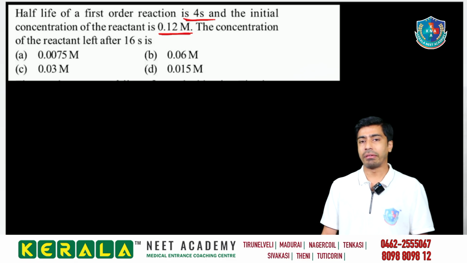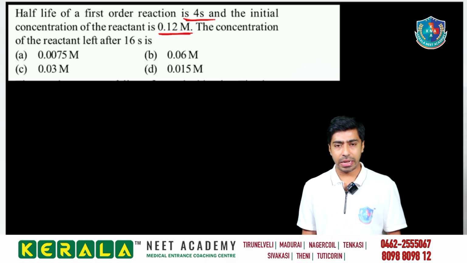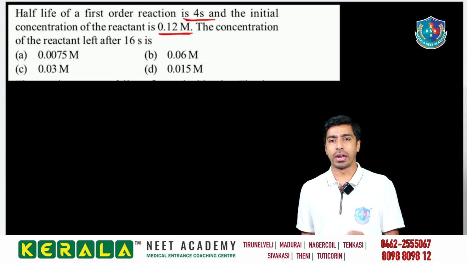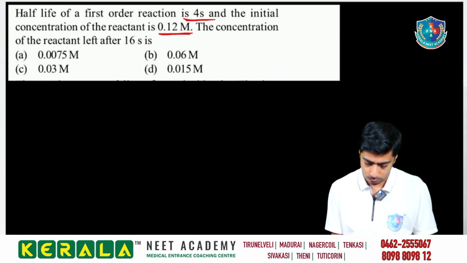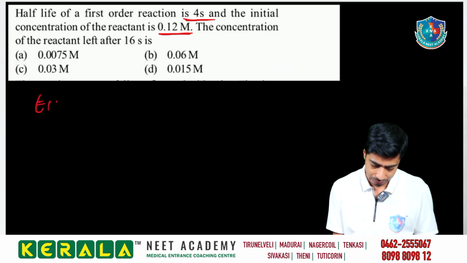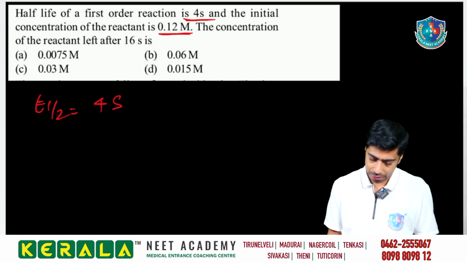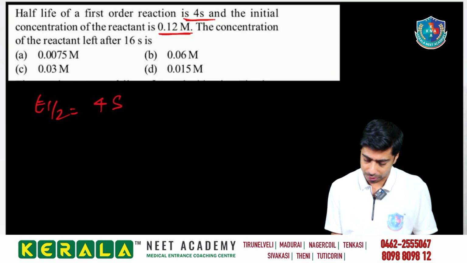For example, if you have 100 gram of reactant and it takes 1 minute to convert to 50 gram, then from 50 to 25 gram also it will take the same time. So here the half-life is mentioned as 4 seconds. T half is given as 4 seconds. And what is the amount of reactant left after 16 seconds?